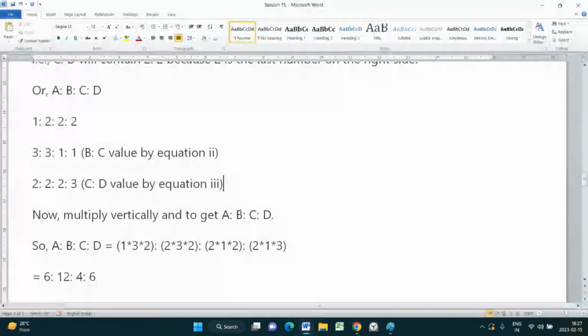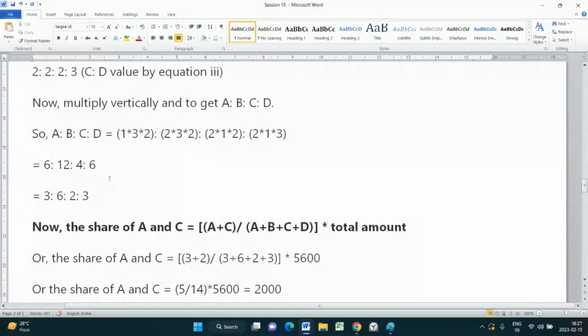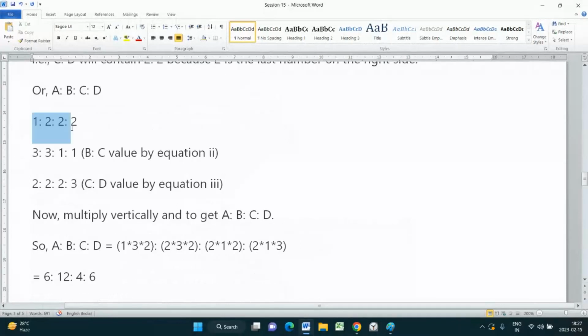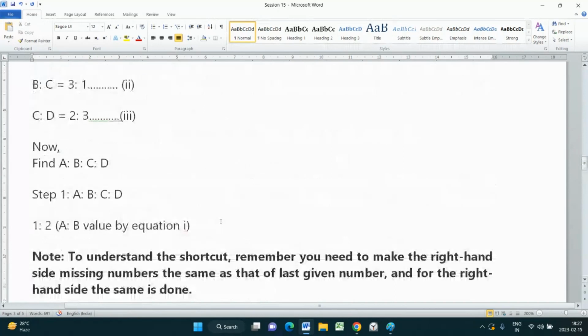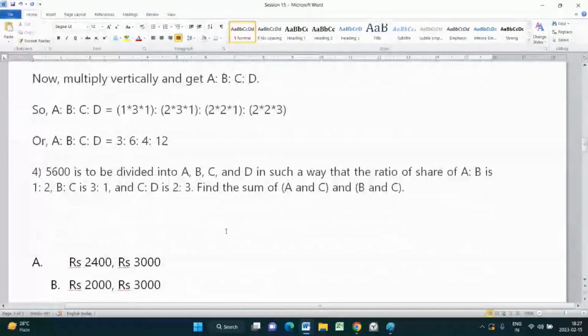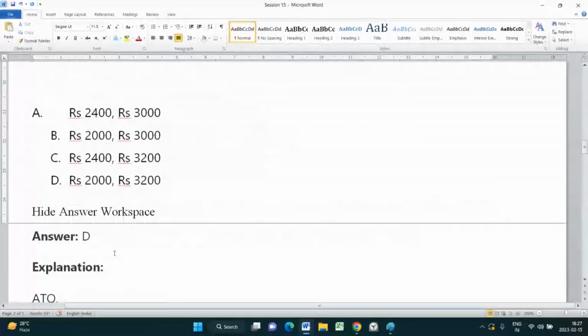Now I am continuing with this. The way we did it just now, we are going to do it in the same way. We have already found out that 1 is to 2, the same principle we applied and we got it. Now A is to B is to C is to D, we have multiplied A's, B's, C's and D's and got 6, 12, 4 and 6. It can be cancelled with 2 because we are going to proportion 5,600 rupees to all.